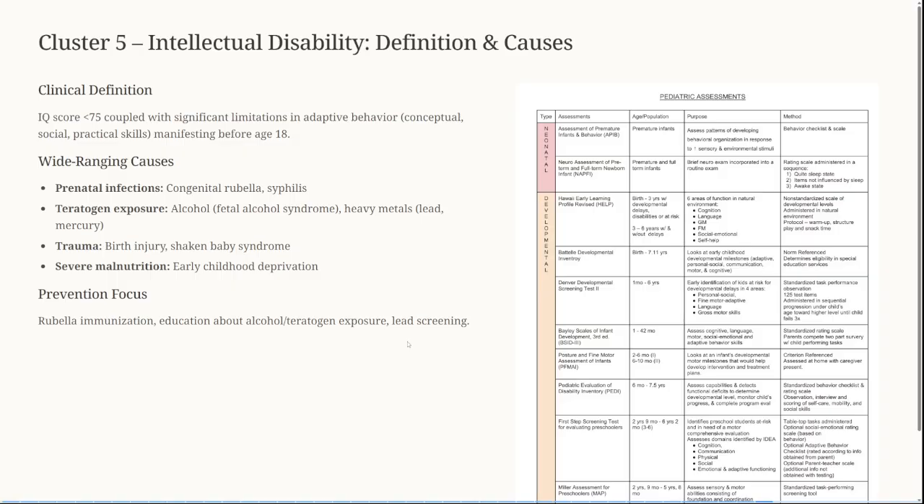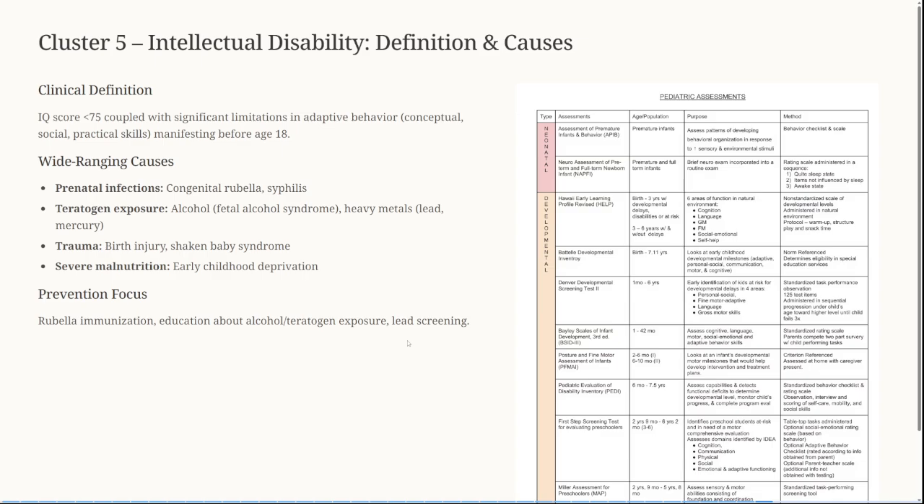Very. Prenatal errors like congenital rubella or syphilis, exposure to teratogens like alcohol, which leads to fetal alcohol syndrome, trauma, or even severe malnutrition. So prevention is really focused on prenatal health. Exactly. Rubella immunization, strict education about alcohol and heavy metal exposure like lead or mercury.